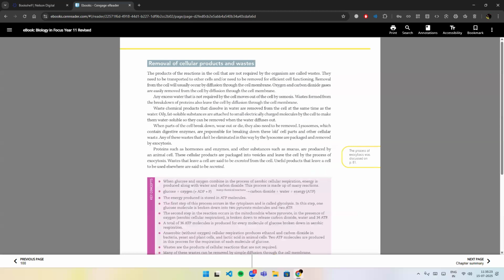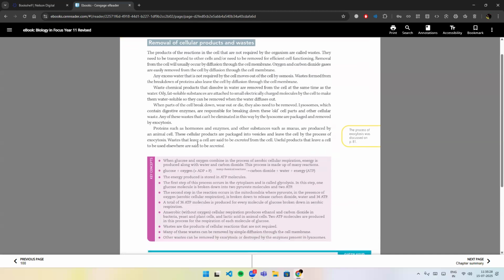Removal of cellular products and waste. The products of the reactions in the cell that are not required by the organism are called waste. They need to be transported to other cells and/or need to be removed for efficient cell functioning. Removal from the cell will usually occur by diffusion through the cell membrane. Oxygen and carbon dioxide gases are easily removed from the cell by diffusion through the cell membrane. Any excess water that is not required by the cell moves out of the cell by osmosis. Wastes formed from the breakdown of protein also leave the cell by diffusion through the cell membrane.